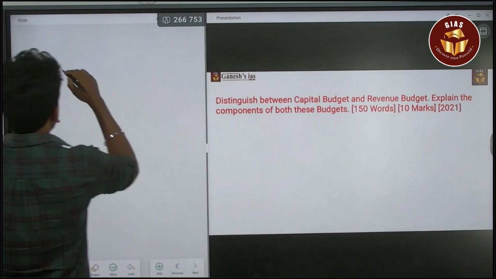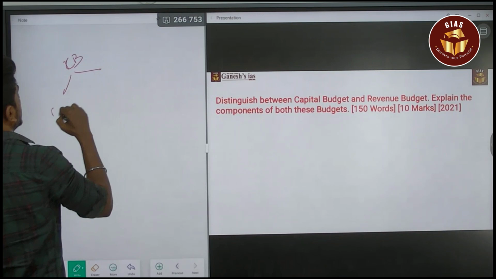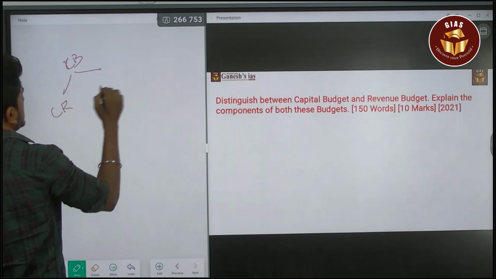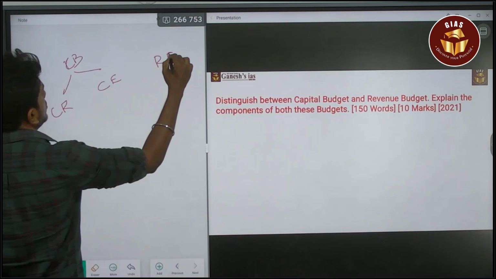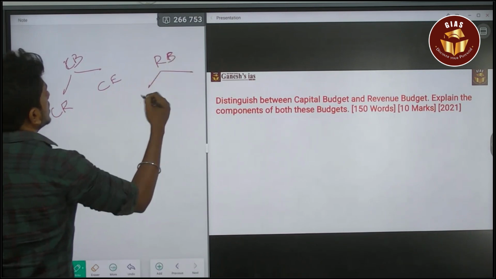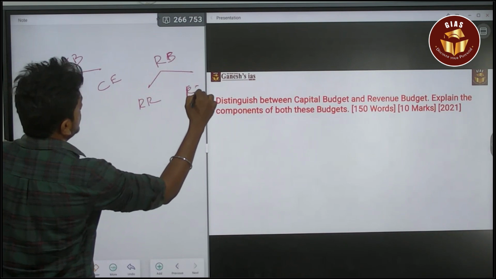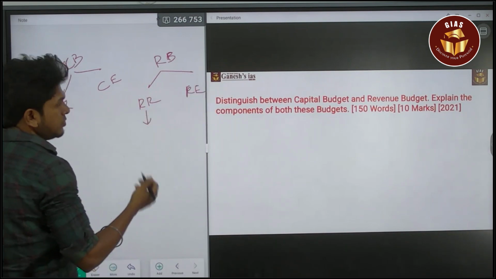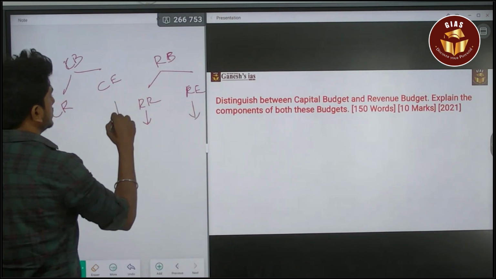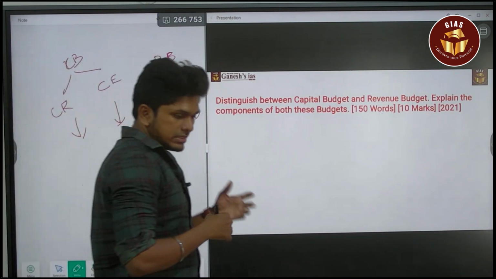When it comes to the capital budget, it is about capital receipt and capital expenditure. When it comes to the revenue budget, it is about revenue receipt and revenue expenditure. In this revenue receipt, what are the things that will be there, and in the others, what will be there? These are the things you have to list.